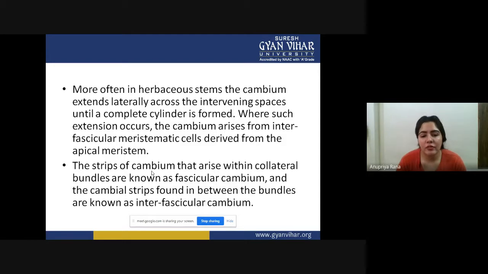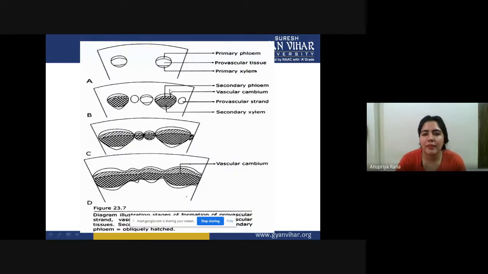So the strip of cambium that arises within a collateral bundle is known as the fascicular cambium. In between the xylem and phloem, the cambium is present. This cambium is present between the primary phloem towards the outer side and the primary xylem towards the inner side, and this is the provascular tissue.